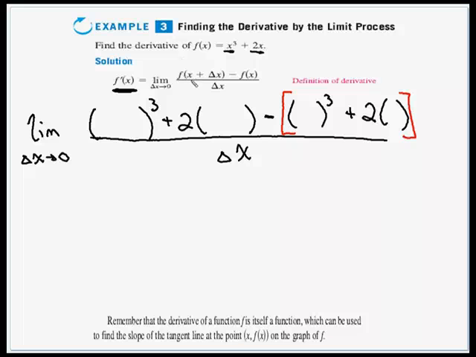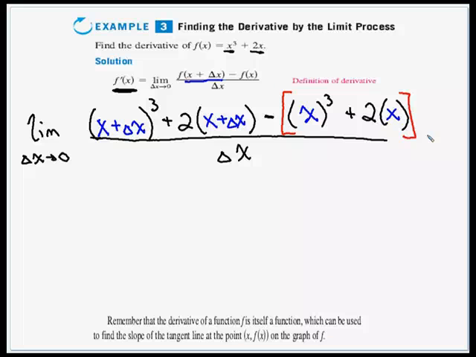Now when we start plugging things into the parentheses here, remember first we're going to have x plus delta x. So here we're going to have x plus delta x, quantity to the third power, plus 2 times x plus delta x. And then the second time we wrote out the function, we just plug the original back in: x to the third plus 2x.